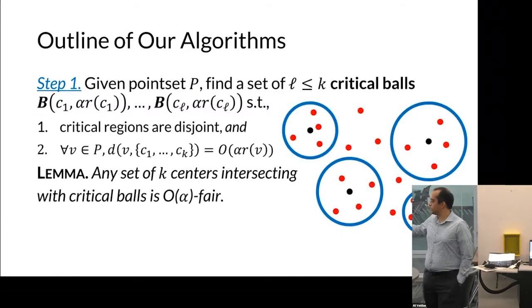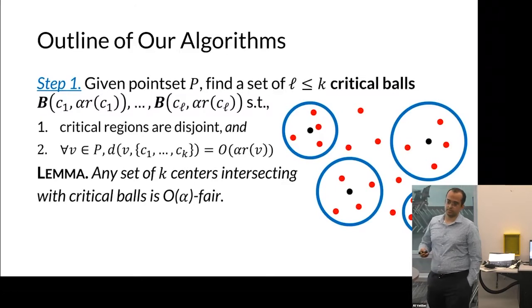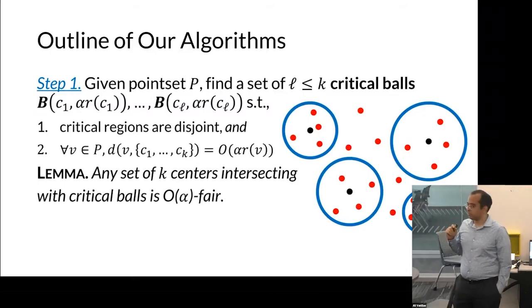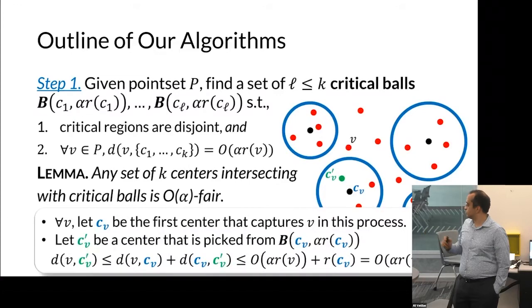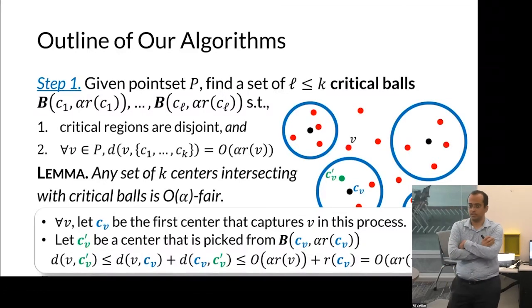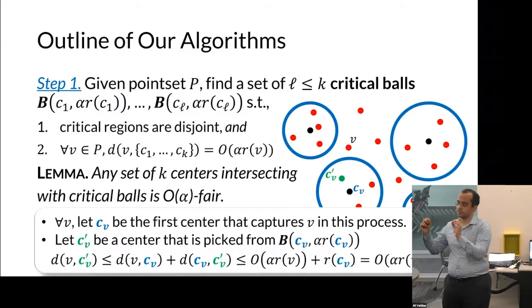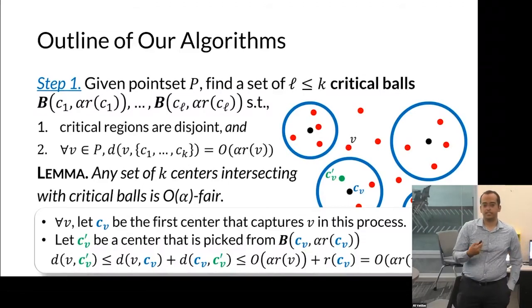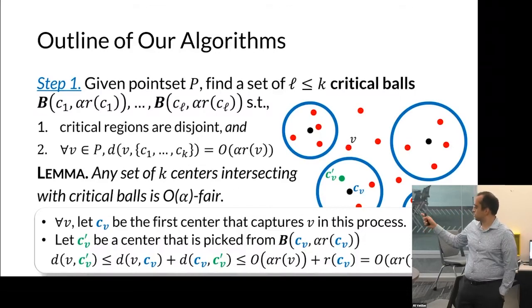Basically, the claim is that any set of K centers that intersects with these critical balls is order of alpha fair. This is the key observation. So why is that the case? It basically follows the triangle inequality. Just for completeness, for each point V, let C_V be the first center that captures V in this process. So C_V is the first center such that the distance of V to C_V is less than 2 times alpha times its fair radius. And let C'_V be the center that is picked from the ball centered at C_V.